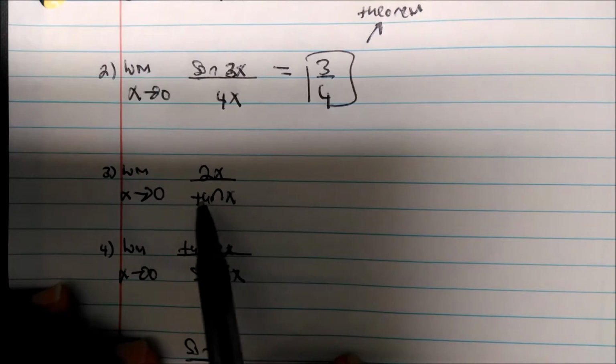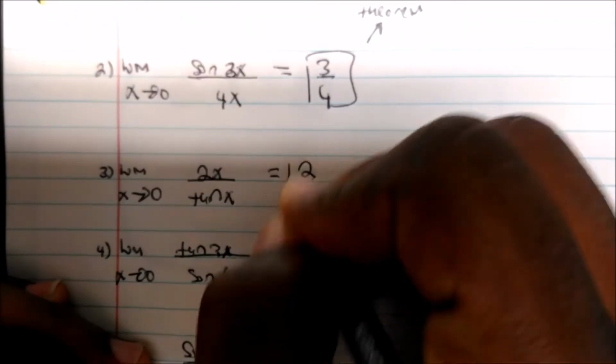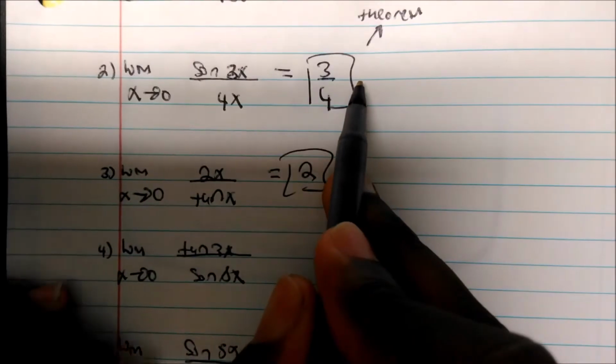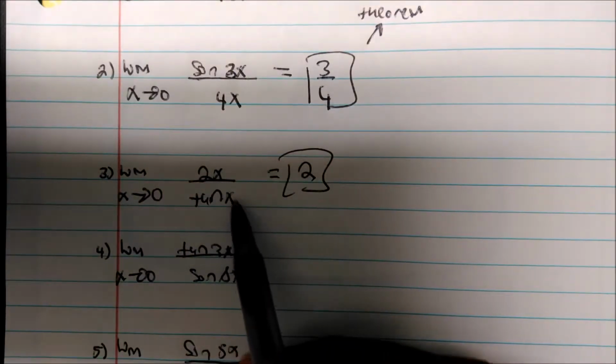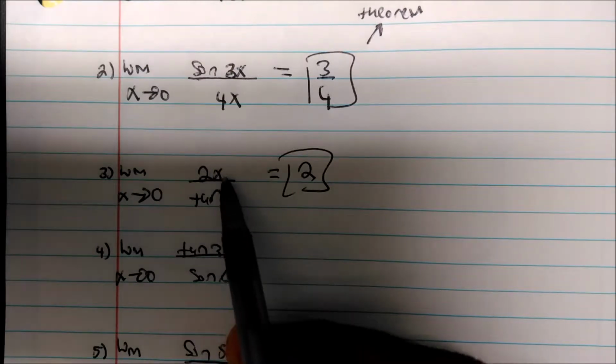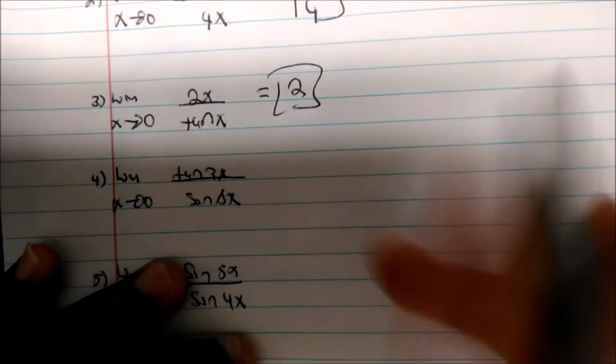The limit as x approaches 0, this function is going to be 2. And it's going to be squeezed also. Why? The argument of tan is just 1. And this is 2. So we take the coefficient. So this is 2 divided by 1. Let's look at this one.